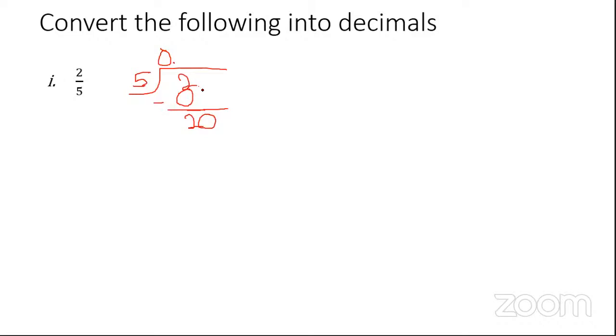Okay. Now if you divide 20 by 5, you get 4. Then 4 times 5 gives you 20. Then you subtract, the answer is 0. It remains 0, 0. Okay. And then we say 2 over 5 is the same as 0.4. Okay, thank you.